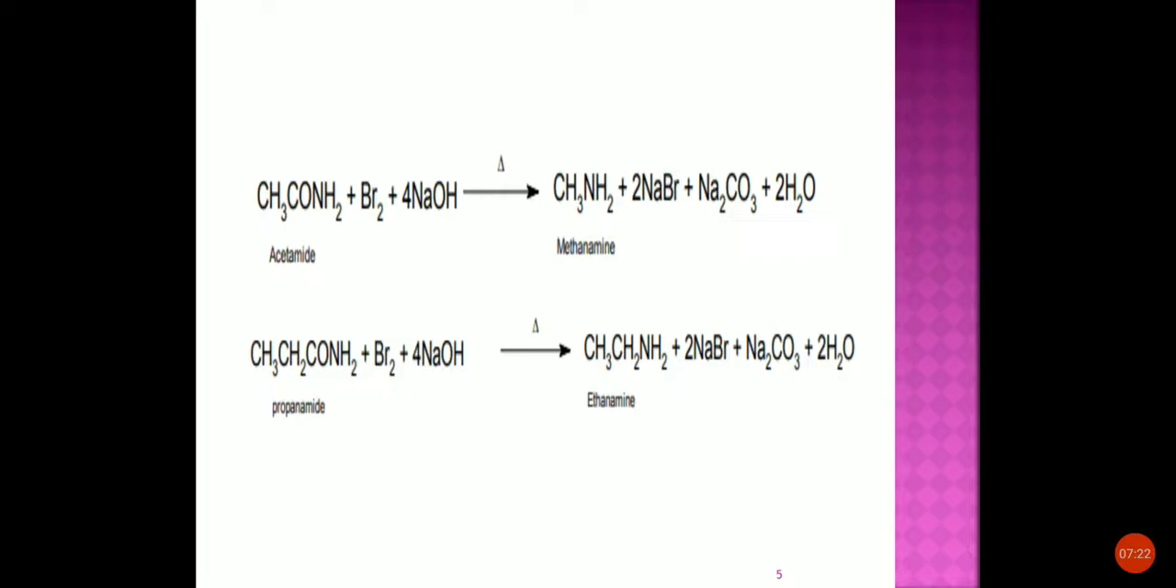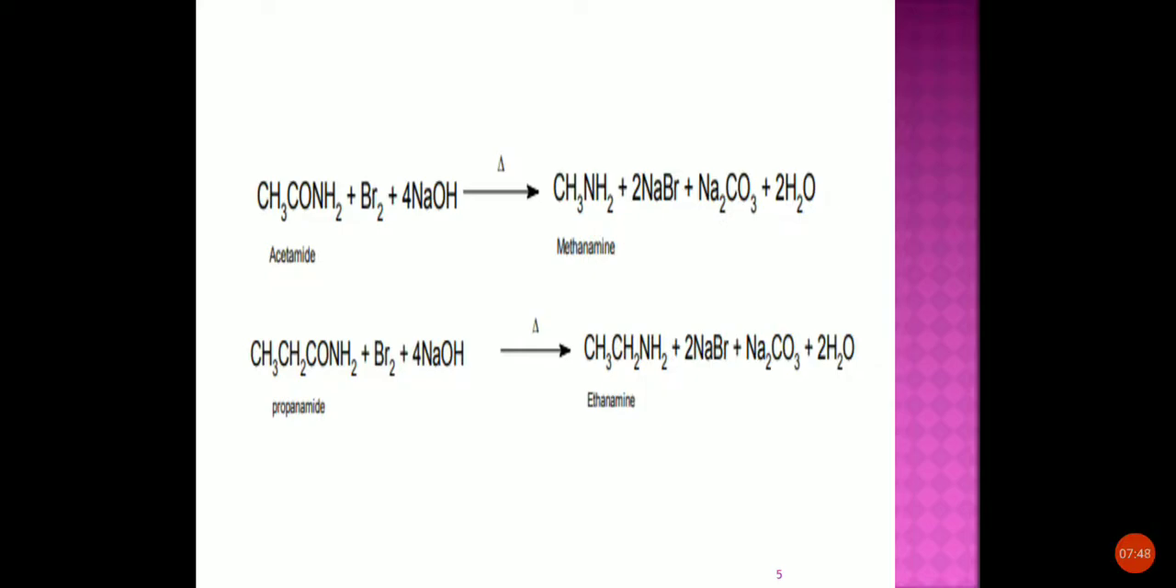So we can see the second example, that is propanamide plus Br2 plus 4NaOH gives ethanamine plus 2NaBr plus Na2CO3 plus 2H2O. That means propanamide is CH3CH2CONH2 plus Br2 plus 4NaOH. You get CH3CH2NH2 plus 2NaBr plus Na2CO3 plus 2H2O.